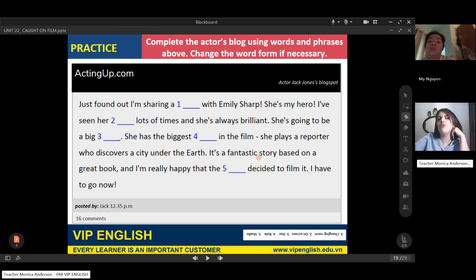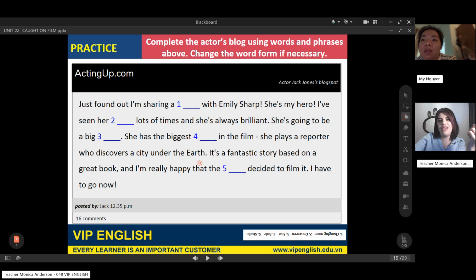Just found out I'm sharing with Emily Sharp. What? Sharing a changing room. Yeah, changing room makes sense, of course. And I've seen her lots of times on screen. On screen, very good. She's going to be a big star.